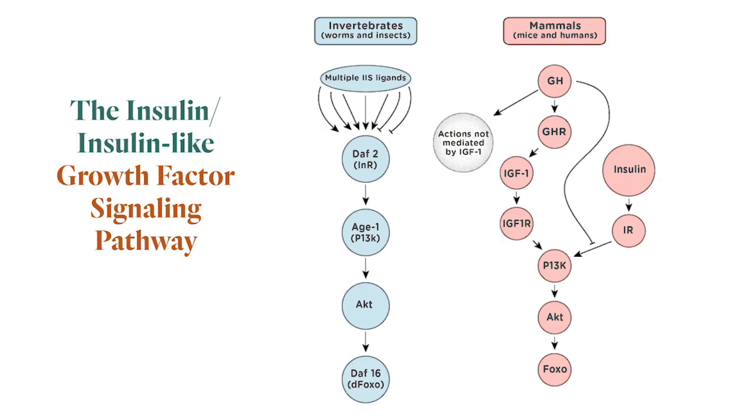This in turn activates a cascade of proteins, including a class of enzyme called PI3 kinases or PI3Ks. In worms, this PI3K gene is called AGE1, as mentioned before, the very first longevity gene that was ever discovered. PI3K activation in turn activates a protein called AKT, sometimes also called protein kinase B, which in turn can inhibit a transcription factor of the FOXO class of transcription factor. In worms, they're called DAF16.